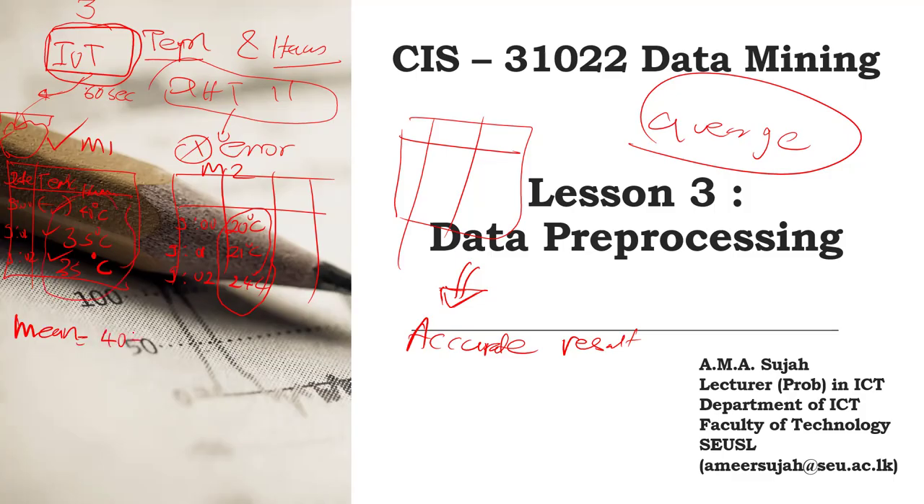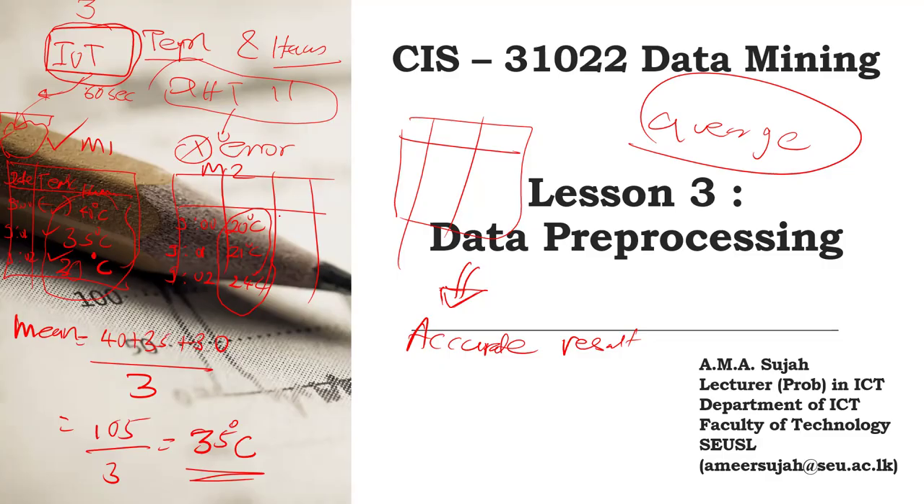Just get the sum of these three, 40 plus 35 plus 30, right? So you get the sum of the three, then divide by three. So 105 divided by 3, then 35 degrees Celsius is the mean temperature, right? So now what will happen?